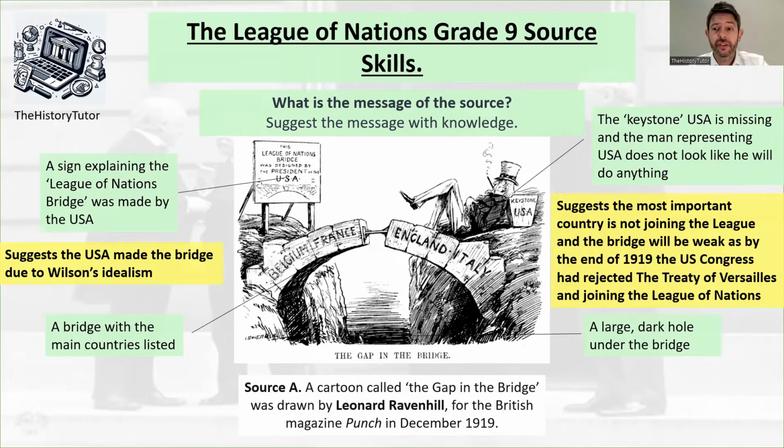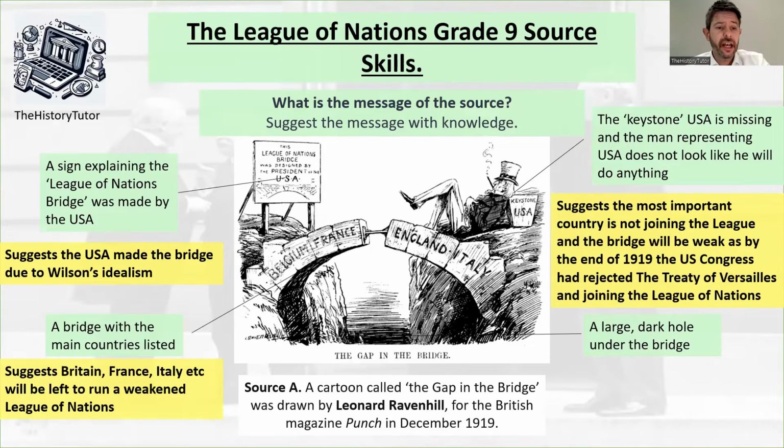They're not joining the League because the US Congress rejected the Treaty of Versailles in 1919, going into 1920 and 21. And therefore, the League is a lot weaker because of that. It suggests Britain, France, and Italy will be the main countries running the League. They are part of the big four. Obviously, it's not Belgium, it's actually Japan, who is the other permanent member of the League Council, and they have the responsibility for solving world problems.